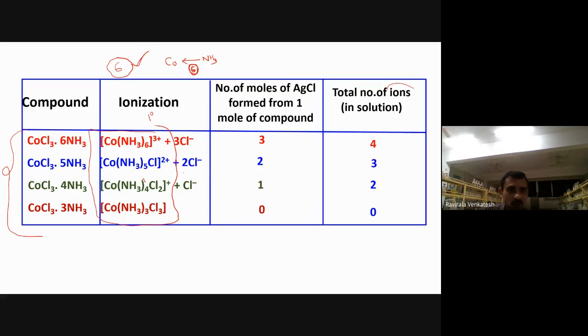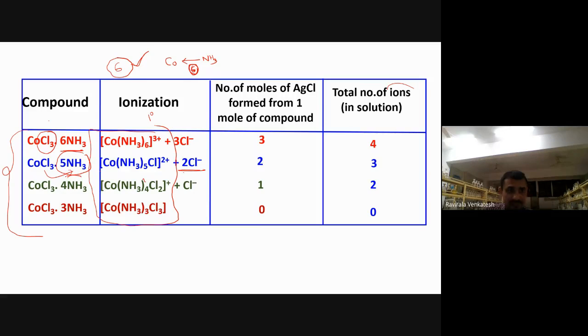Now what you have to do is take the coordination number as 6. Okay, already 6 are there. So 3 chlorines are outside, so we get 3 moles of AgCl here. Now 5 moles of ammonia is there. Put 1 chlorine inside, then the remaining 2 chlorines will be outside. So 2 moles of AgCl we get.